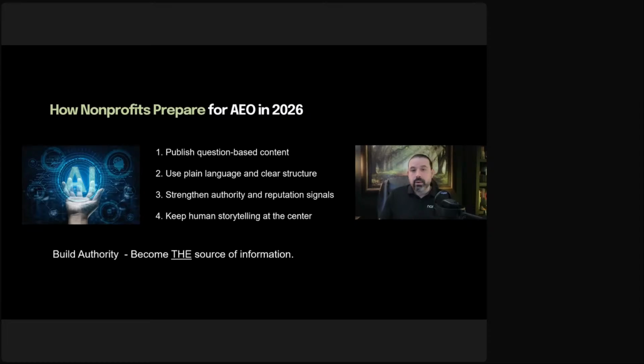Use plain language and clear structure. Don't make it super complicated, guys. Be a good answer. Be the answer that you would want if you typed a question into AI or into Google. Strengthen your authority or reputation signals.